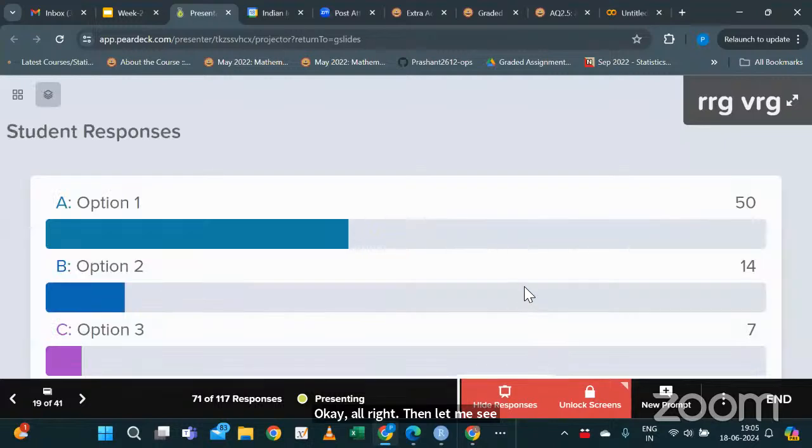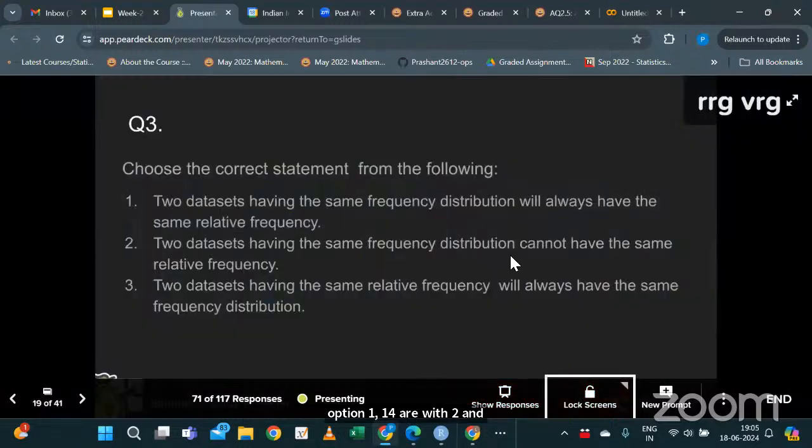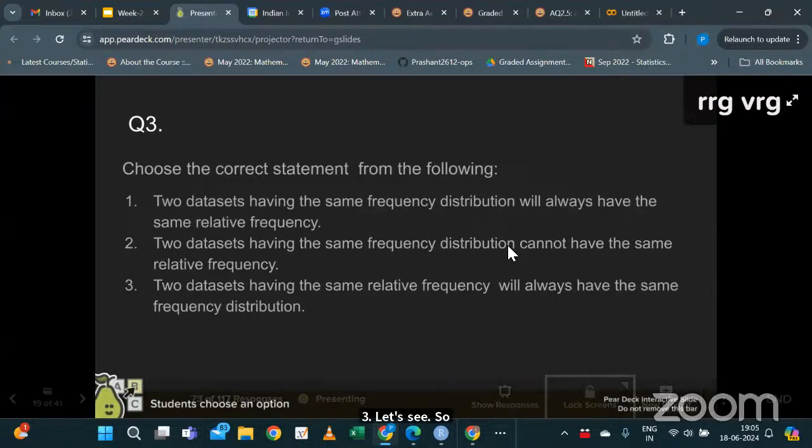So 50 people are going with option 1, 14 with option 2, and 7 with option 3. Let's see. The first option says two data sets having the same frequency distribution will always have the same relative frequency.